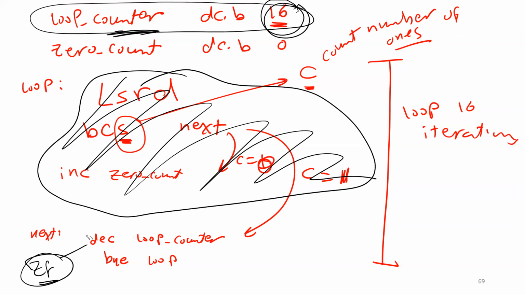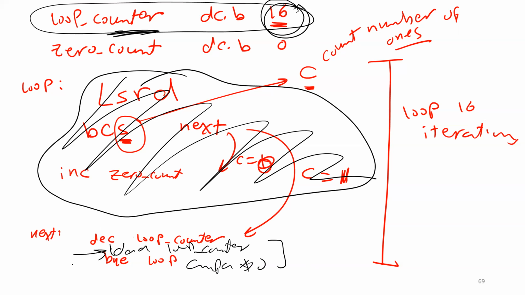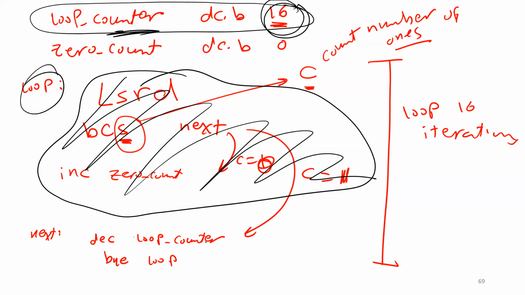After that, you have to do something like load register A with the loop counter, and then compare A to number 0. I have to put something here. Okay, anyway. So this way, guys, I was able to create a for loop for 16 times from here to here. Any questions?